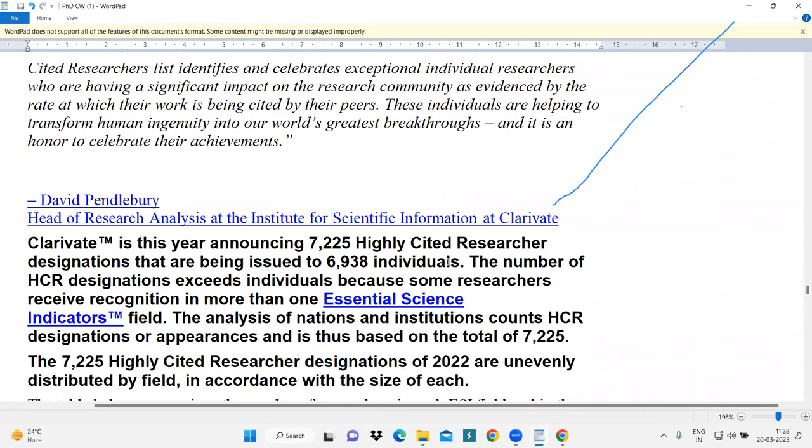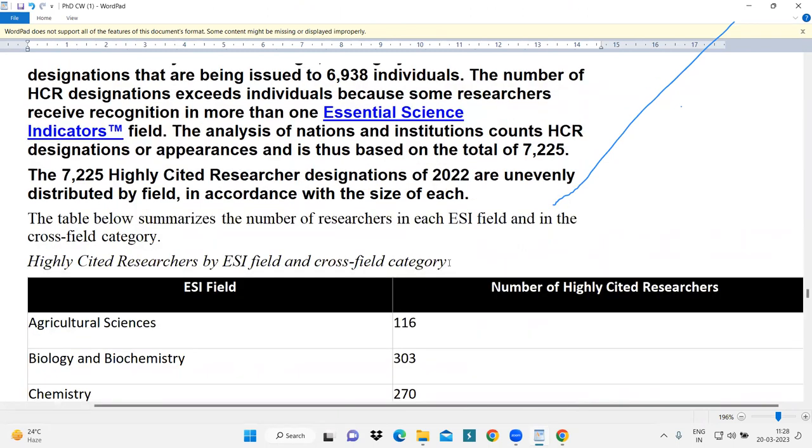So who are the most highly cited researchers in the whole world? Who are the highly cited researchers from the country, and which institution is producing such researchers? They have prepared the data. So this is captured and prepared by Web of Science. ESI means Essential Science Indicators.